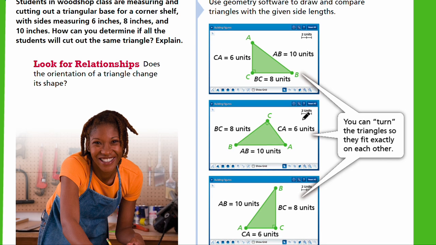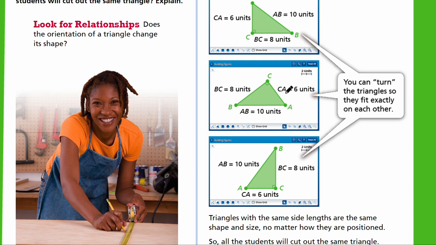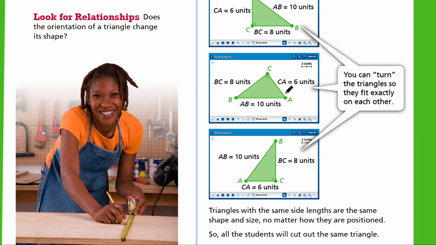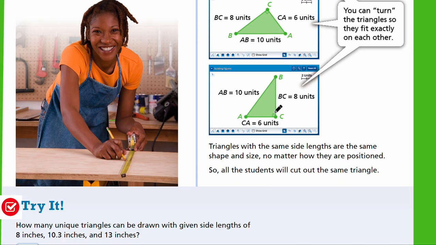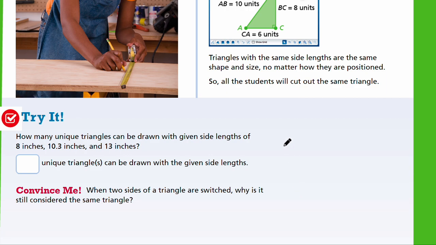And if you draw them in a different order, you may get a different orientation. That means different ways to look at it, but they're actually the same triangle. So triangles with the same side lengths are the same shape and size. No matter how they're positioned, they'll all be the same triangle. That's very important to note.